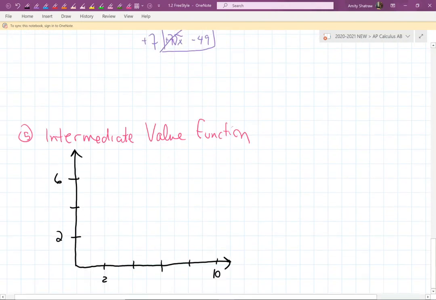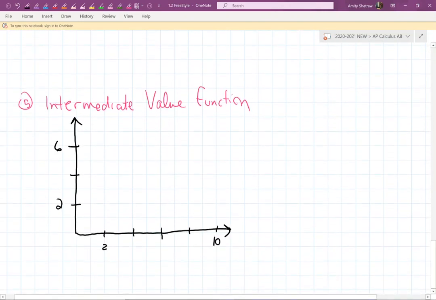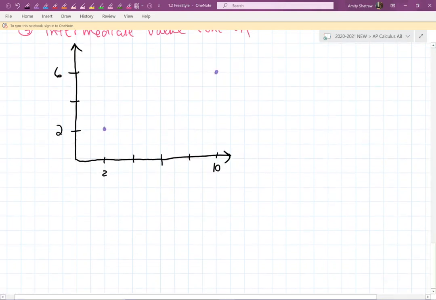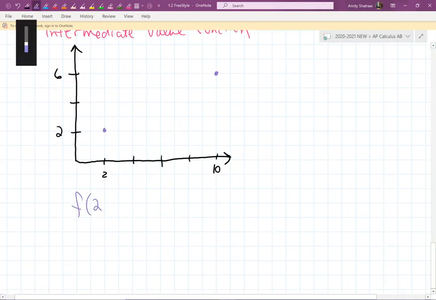Now, moving on then to the Intermediate Value Theorem, I always want to give my own version of it with some real numbers. So I have a 2 and a height of 2, and I have a 10, which is a height of 6. And imagine that you were a blind person. Imagine that you couldn't look at the graph. I could tell you specifically, though, that f of 2 equals 2 and that f of 10 equals 6.